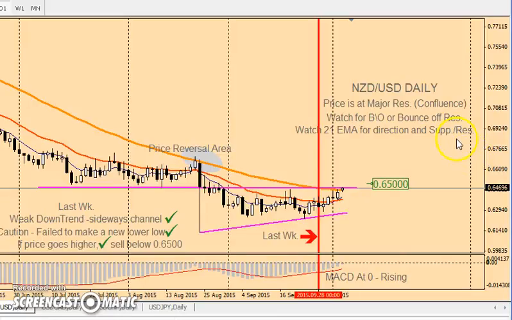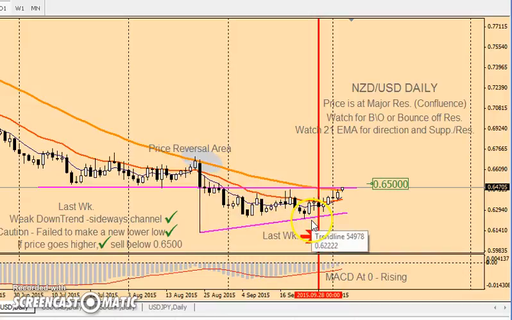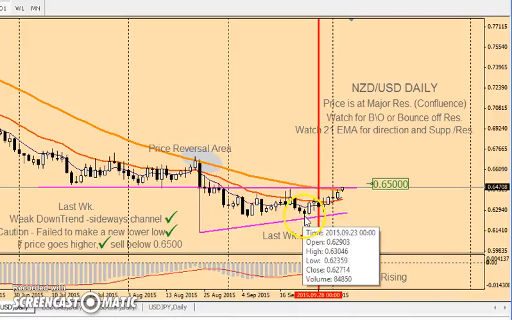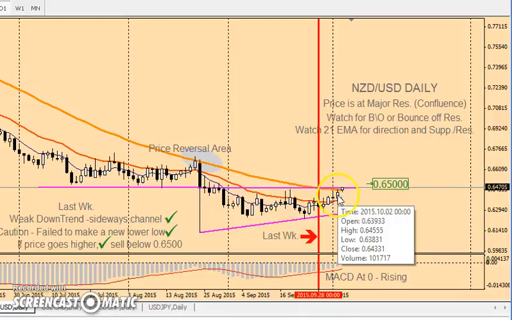Now we are looking at the New Zealand USD daily. And this is interesting. Price has come back down, down, down. It just doesn't want to go any lower. And I mentioned that last week, caution, it failed to make a new lower low. So in other words, last week, if price would have come back down below this low right here, then price most likely would retest the previous swing low right here. But price seems to be going higher again. We are now at an area of confluence, and I'll explain what that is in a second.